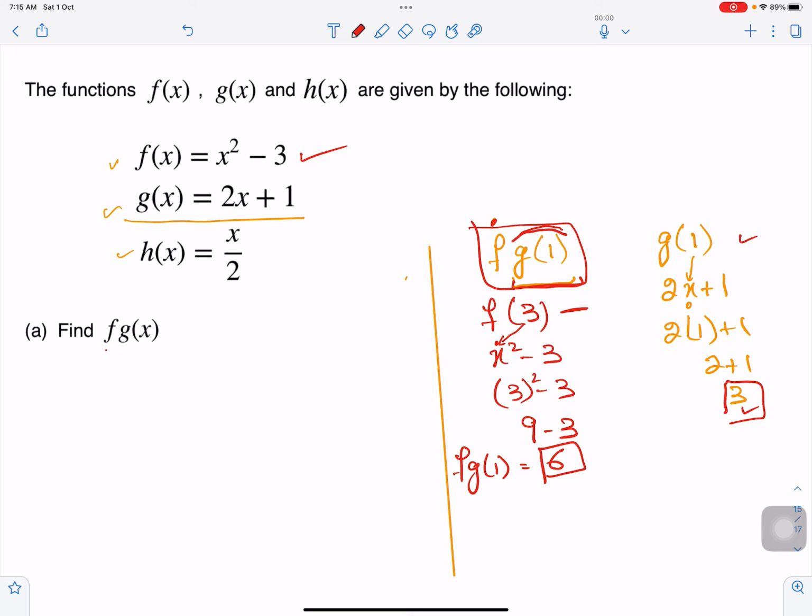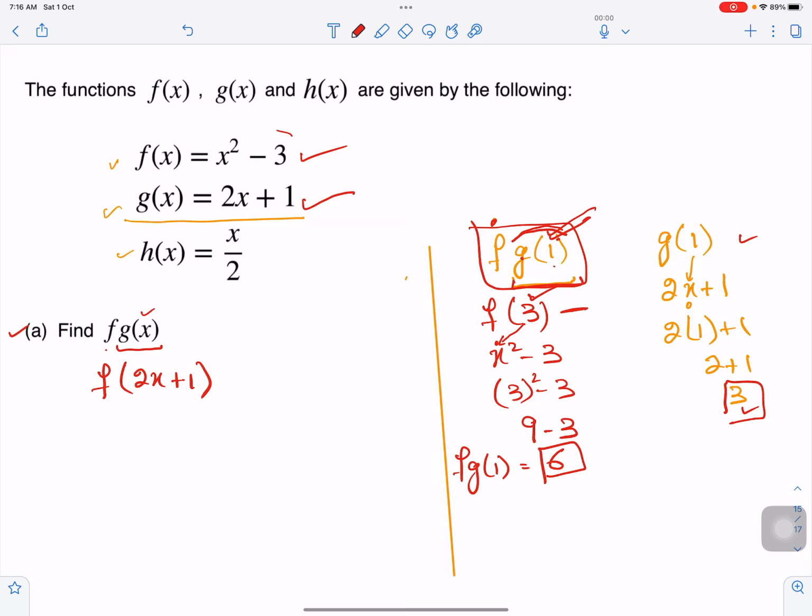The same concept we will apply here in part 1, but instead of having a value like here we had 1, we have a function, no value. So at the end you will not get the answer in terms of a number, you will have another function. So same concept: what is my g of x? 2x plus 1. So that I will write in function f. So right now this is my domain for f. Like here 1 was the domain for g, then 3 was the domain for f. So here 2x plus 1 is the domain of f.